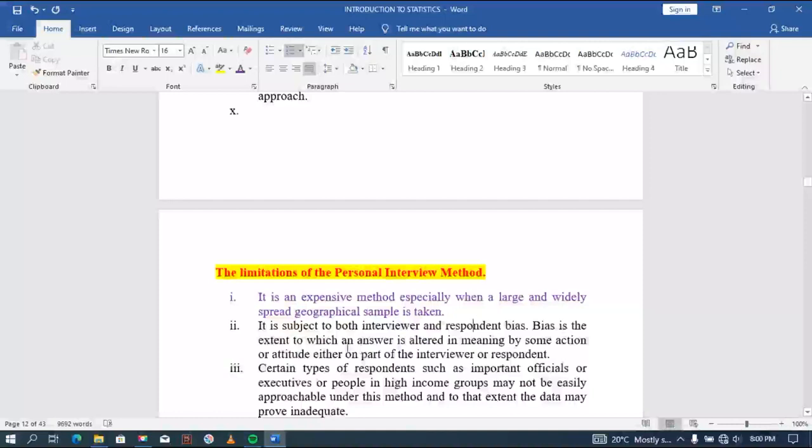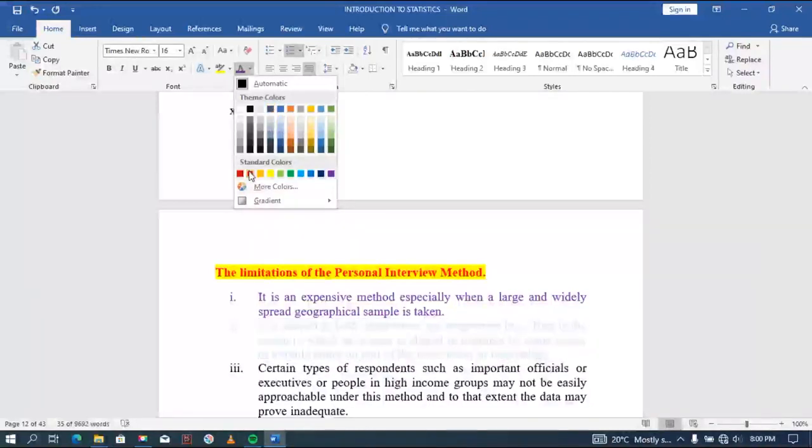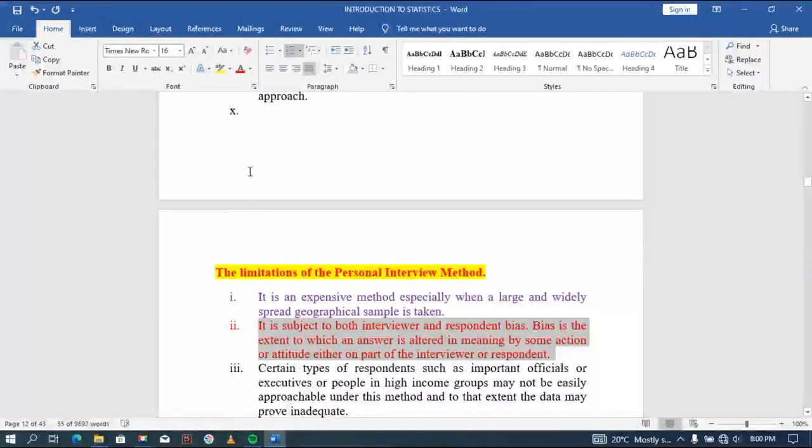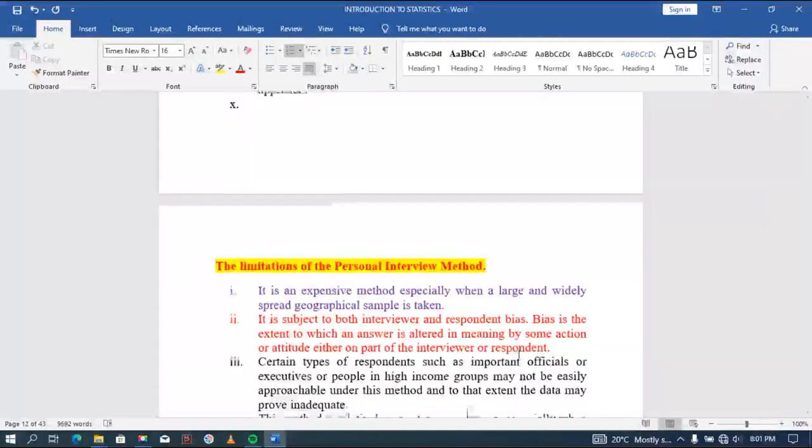Then another limitation: it is subject to both interviewer and respondent bias. Bias is the extent to which an answer is altered in meaning by some action or attitude, either on the part of the interviewer or respondent. So you find that this form of interview can be subject to bias, and the results of the interview may not reflect the primary intentions of the interview.